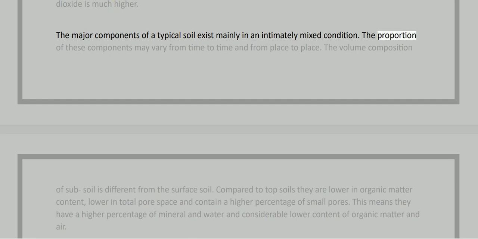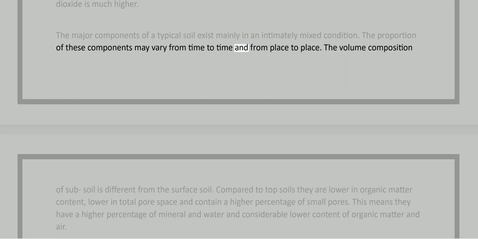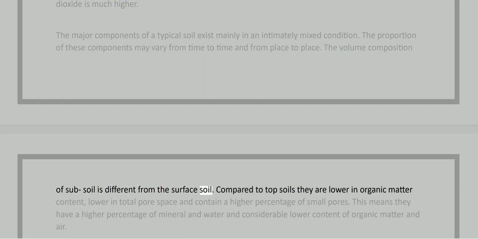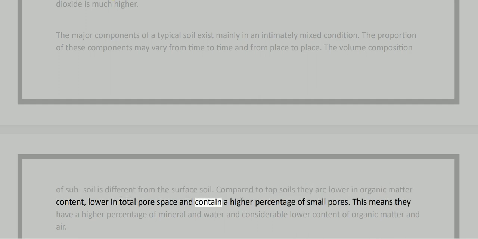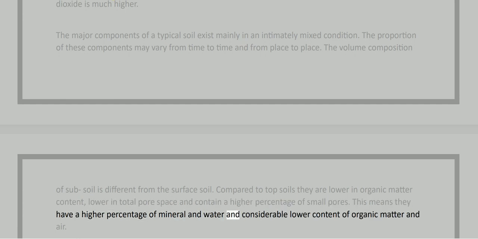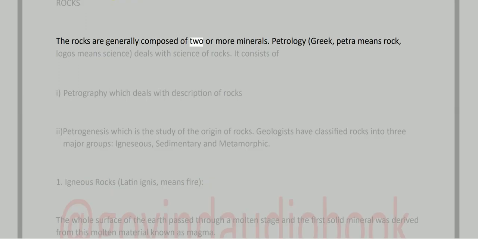The proportion of these components may vary from time to time and from place to place. The volume composition of subsoil is different from the surface soil. Compared to topsoils, they are lower in organic matter content, lower in total pore space and contain a higher percentage of small pores. This means they have a higher percentage of mineral and water and considerably lower content of organic matter and air. Rocks. The rocks are generally composed of 2 or more minerals.